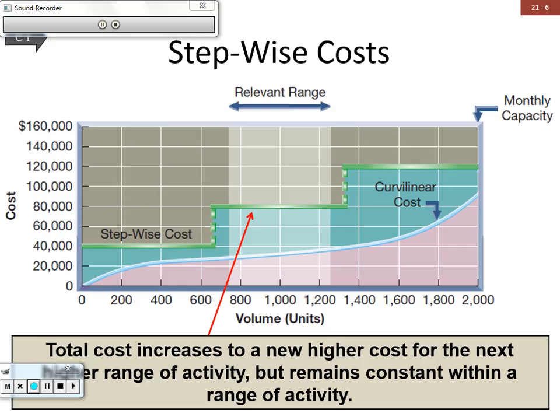It might be a spurt starting here at zero, going up, cost is 40,000, and it's constant, constant, constant, all the way up to about 700 units, right? And then it spikes up to 80,000 in cost, constant all the way over to about 1,300 units. Spikes up. Now we're at 120,000 in cost, constant all the way up into 2,000 units.